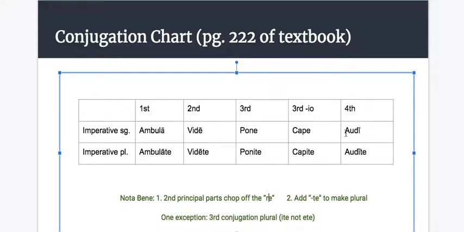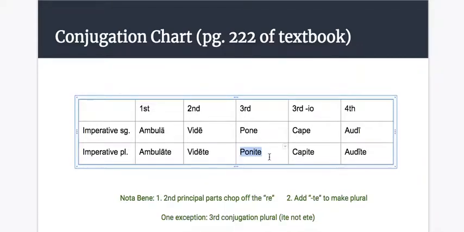So that is all our singular imperatives, and the really nice thing is we don't have to worry about any changes in vowels. Even the weak e in the third conjugation sticks around in the singular. We just chop off the re, and then we've got our imperative. In the plural, it is almost the same exact rule, except we add on a te, the one exception being the third conjugation plural. Pone actually becomes ponite, and cape becomes capite for both the third and the third io. But everything else, all we have to do is add a te. So not too crazy of a rule to remember.